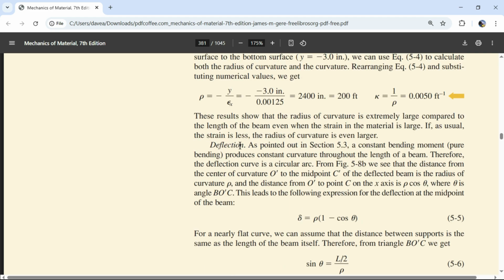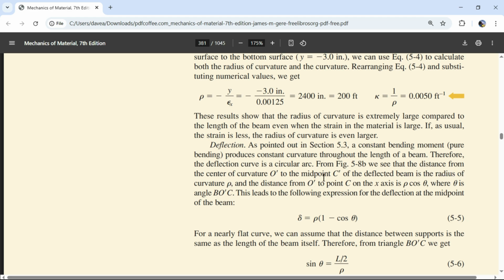Let's read from here. Deflection. As pointed out in section 5.3, a constant bending moment produces constant curvature throughout the length of the beam. Therefore, the deflection curve is a circle. It's a circular arc. And then from that second figure, we see that the distance from the center of that circle to the midpoint, C prime, of the deflected beam is the radius of curvature.